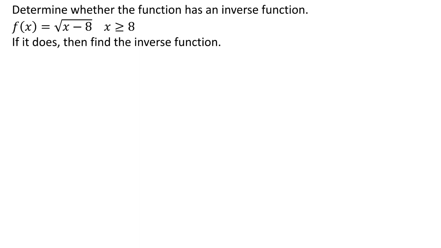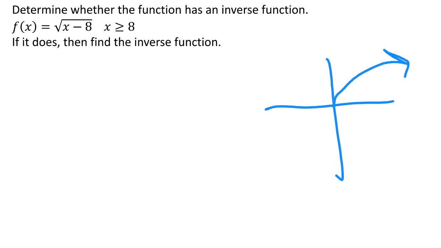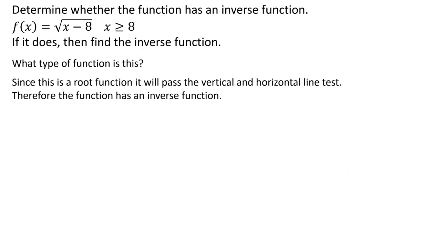Let me just draw it. This is the parent function, and it looks like this. So it would pass the vertical line test, therefore it's a function. It's going to also pass the horizontal line test, so it's going to have an inverse. So we can find the inverse. And the way we find the inverse is by following this method.